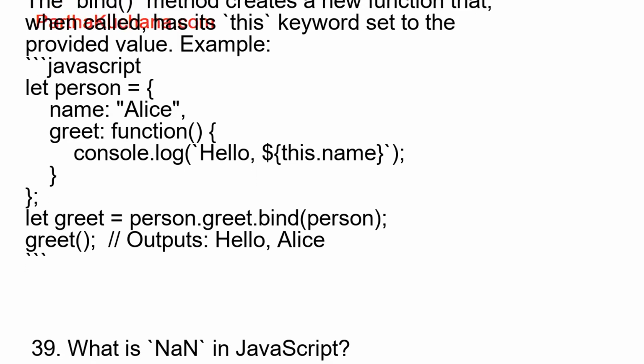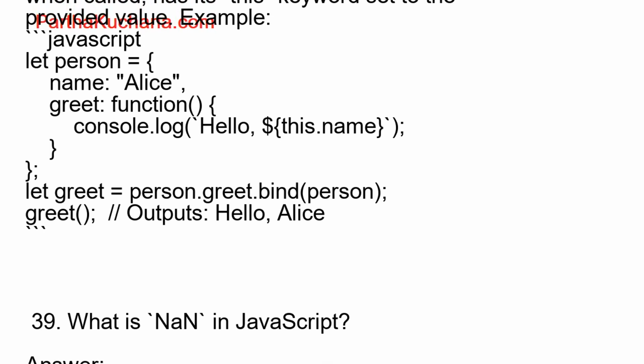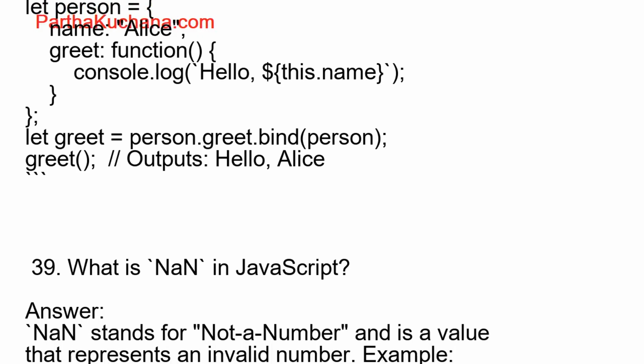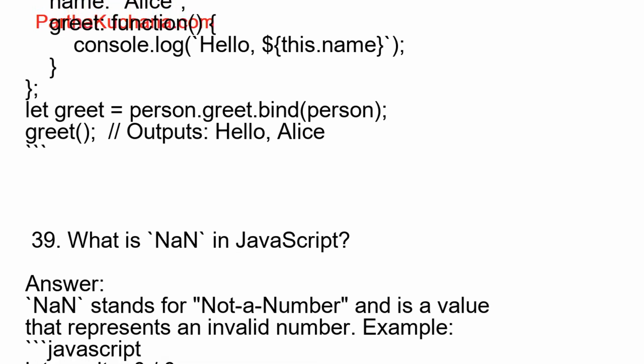40. What is the difference between setTimeout and setInterval? Answer. setTimeout is used to execute a function after a specified delay. setInterval is used to repeatedly execute a function at specified intervals.